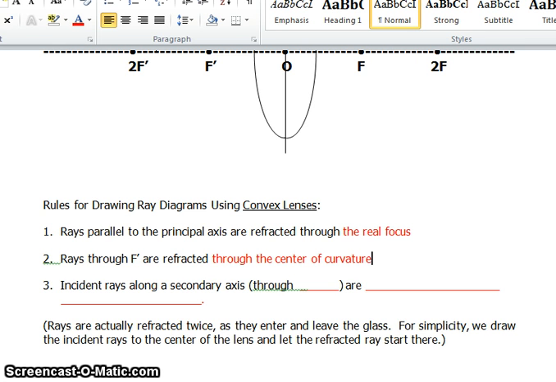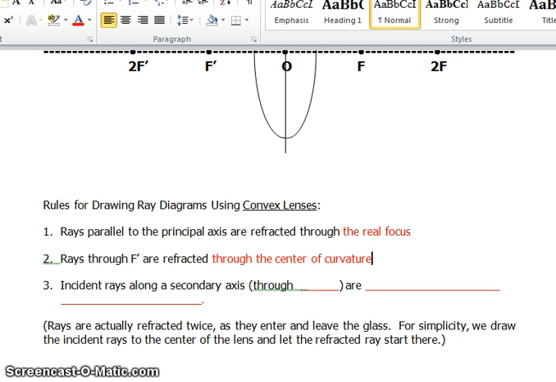Okay, well that says that it's refracted through the center of curvature, which is not accurate. It's not right at all. So this should be that it's refracted back parallel to the principal axis.